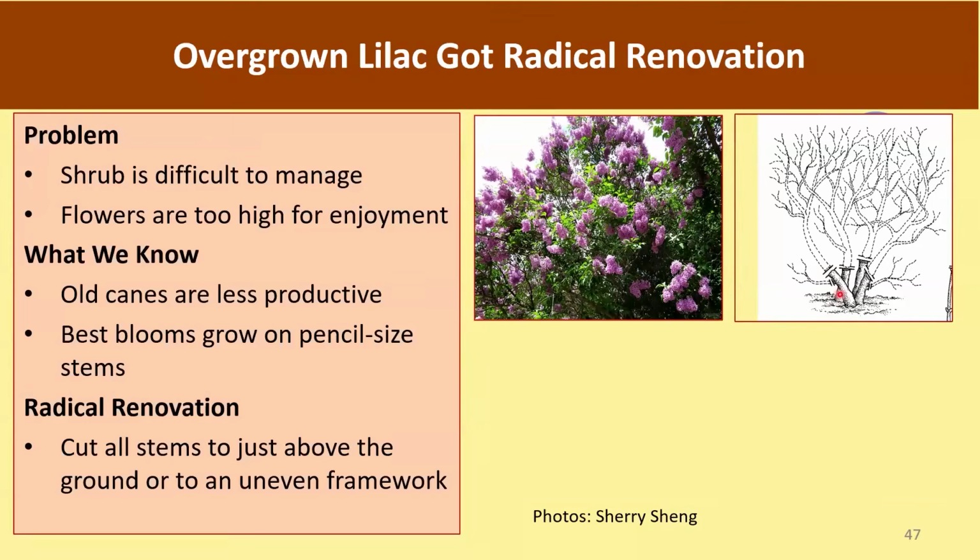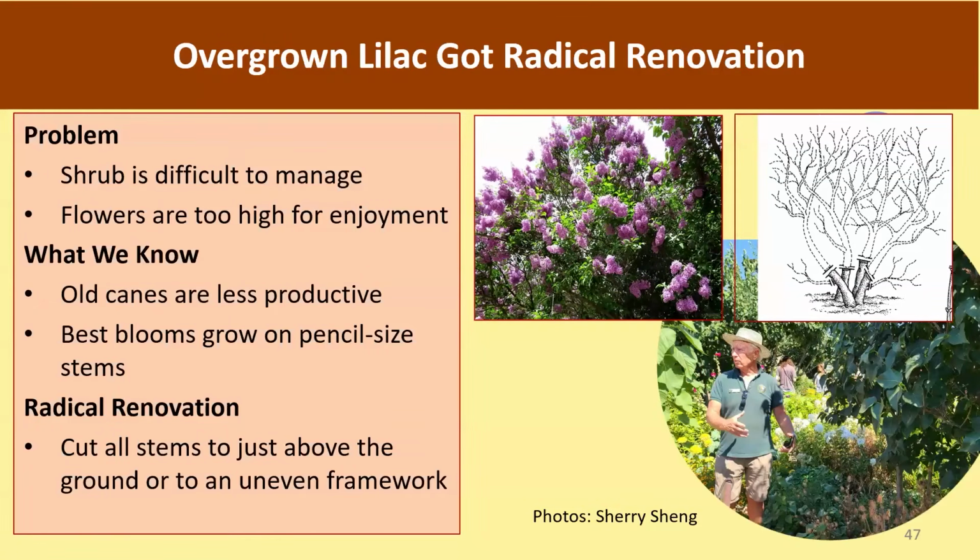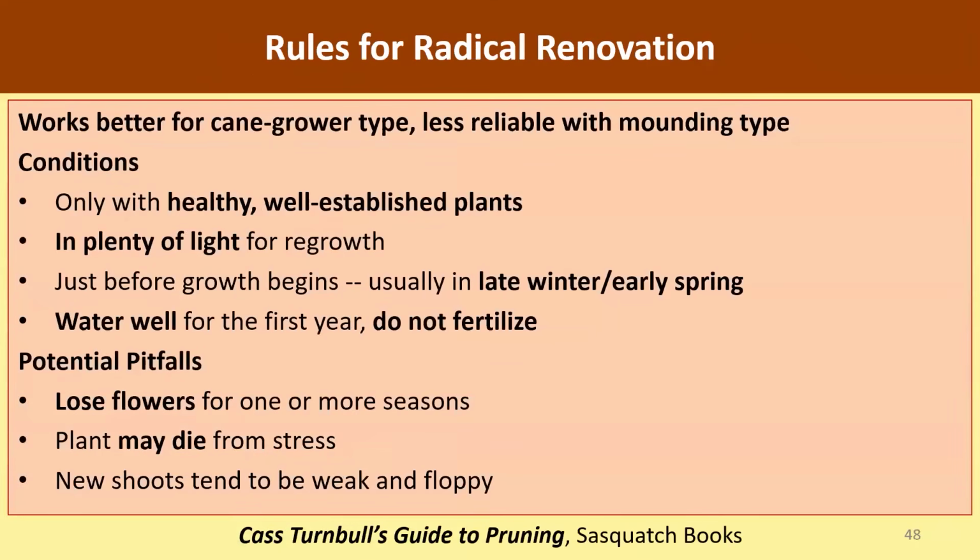All right, you can cut it to the ground, but this example shows an uneven framework. That means perhaps one branch is cut to 8 inches above ground, maybe one is 12, maybe one is 10, maybe one is 6. And essentially what we're doing is restarting this plant. And this is my friend Rob who did that at the Fort Vancouver Historic Garden.